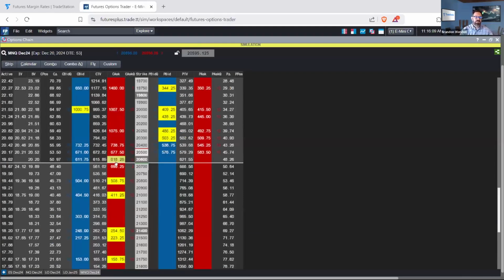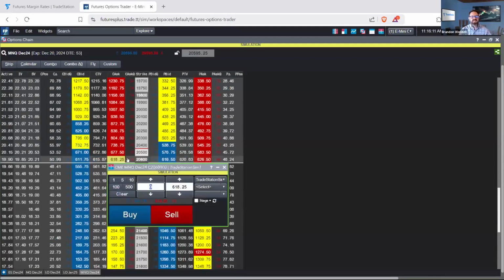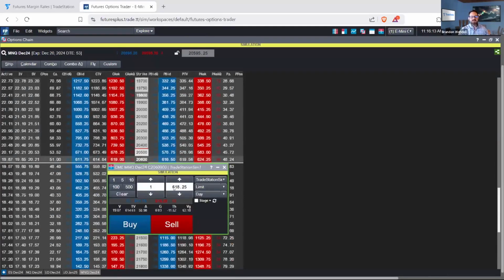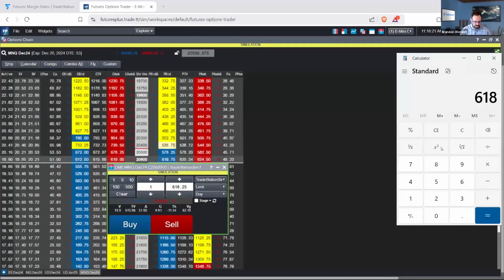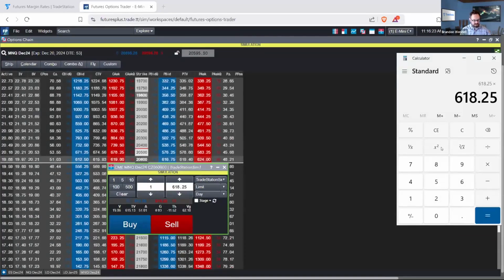What's different is the point value. So right now we're at 618. We were at 610, but we're no longer multiplying by 20 bucks. Now we're only multiplying by $2. So if I have 618.25 times $2, that's only $1,236. Okay, the other one obviously was $12,000 because we're doing $20 a point.